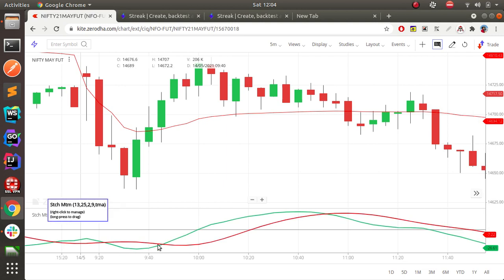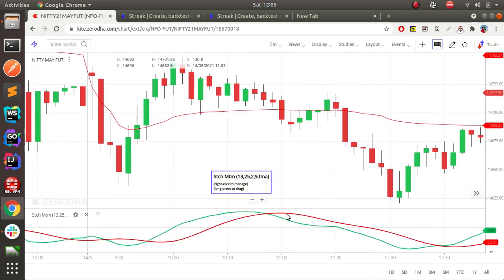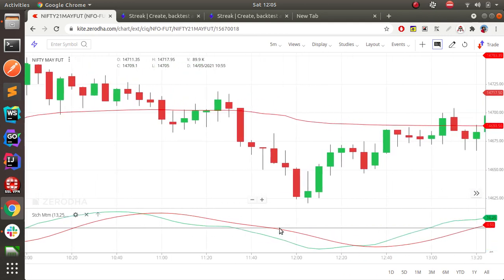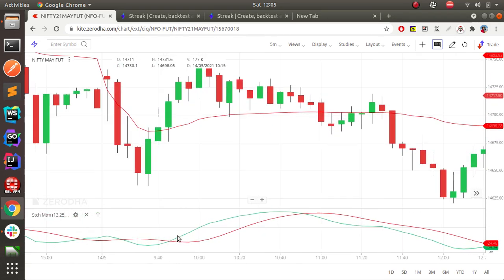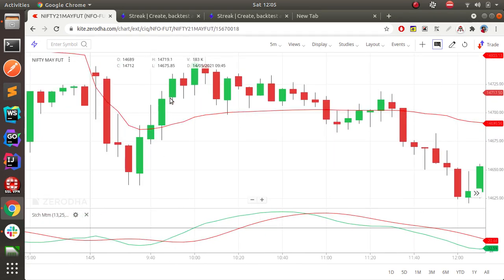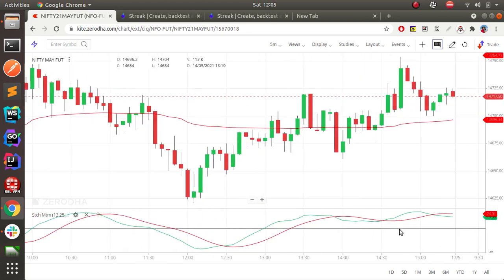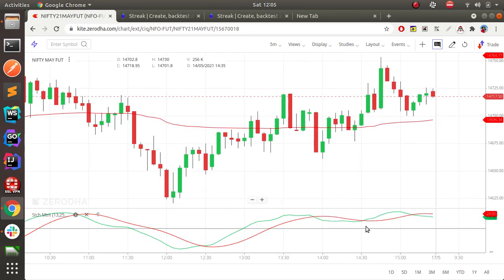Similarly, this can be used for bearish trades also, but for now we'll focus only on the bullish pattern. We can clearly see that after this cross happened, there was a bullish movement, and then we can book some profit here. And see again on the 14th, the second time the bulls entered, we can also book some profit here. So similarly, whenever there is a crossover we can trade.